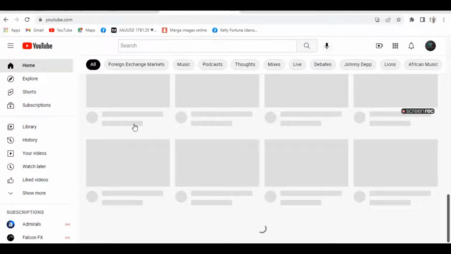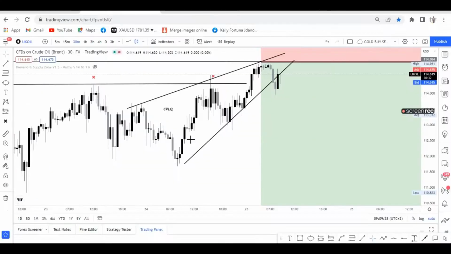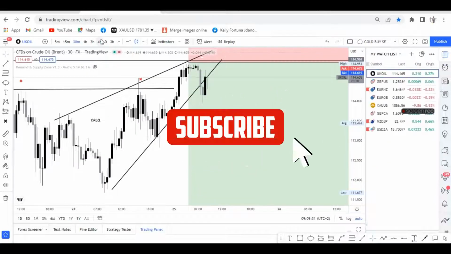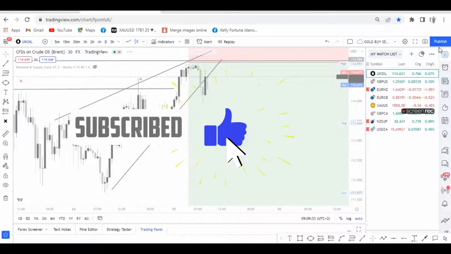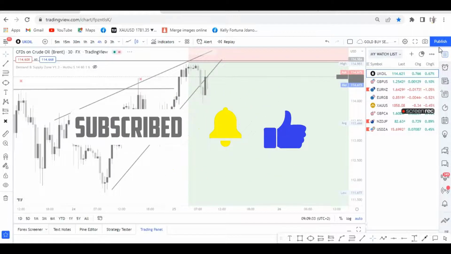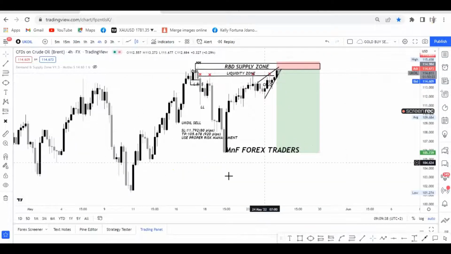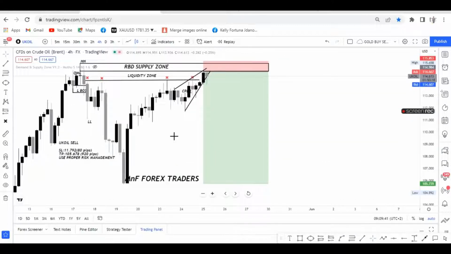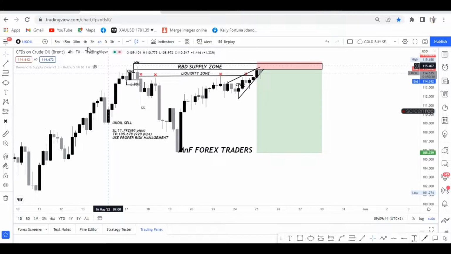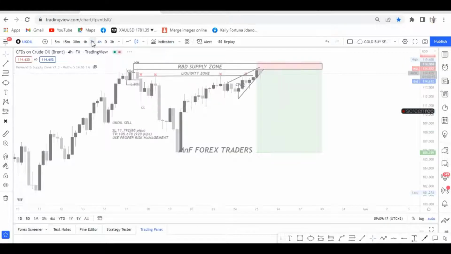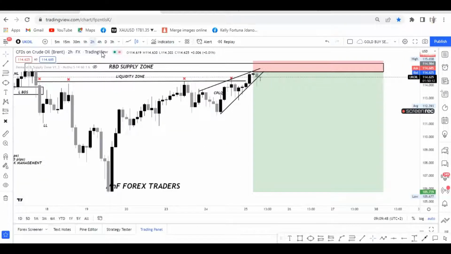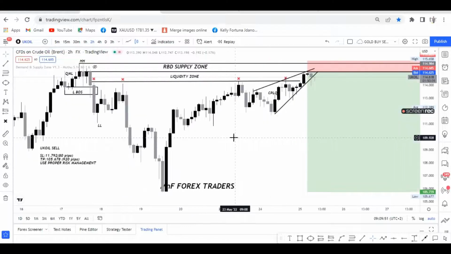Ladies and gentlemen, let's look at this right now. This is the situation that we have right now on the UK oil, the crude oil. So let me just show you the Brent crude oil. We have quite a good setup right here.